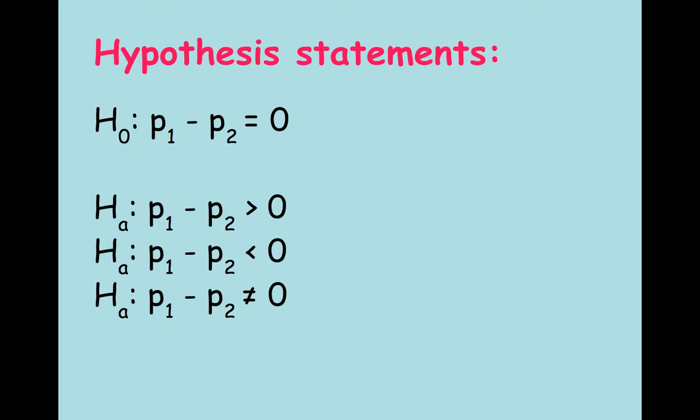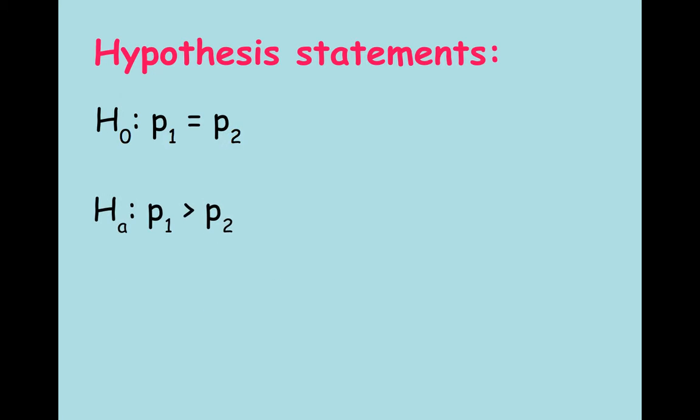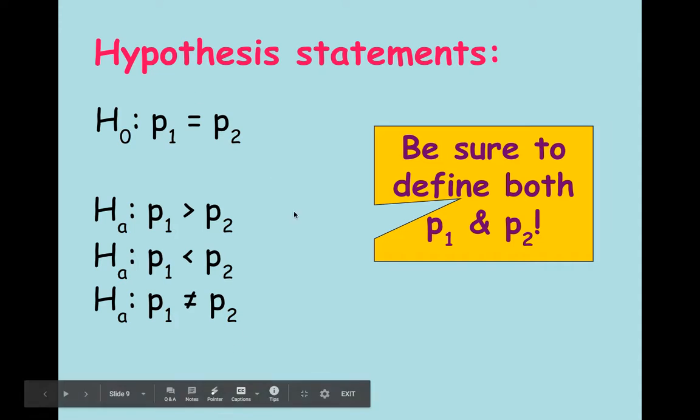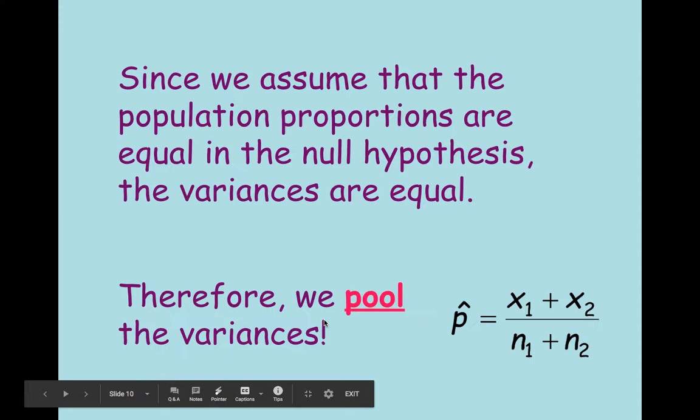Or you could have written your null hypothesis as your proportions are equal, and then you would have one proportion larger, one proportion less, or the proportions not equal. So we have to be sure to define, and then everything will be based on how we define, okay?